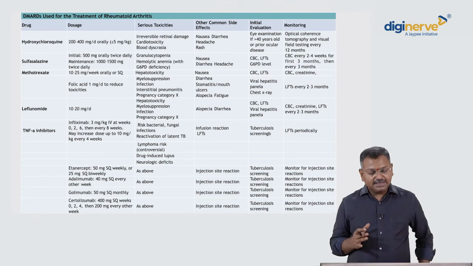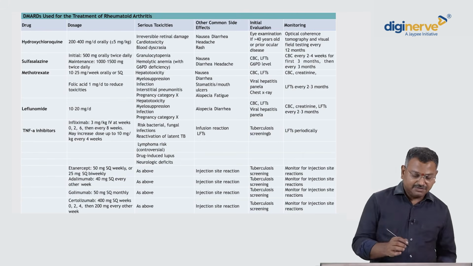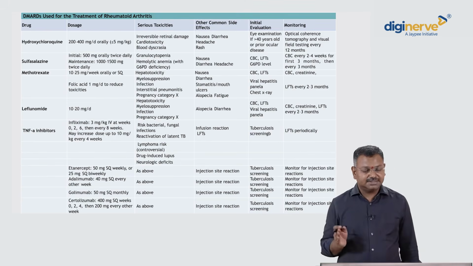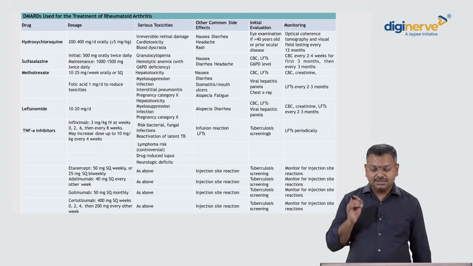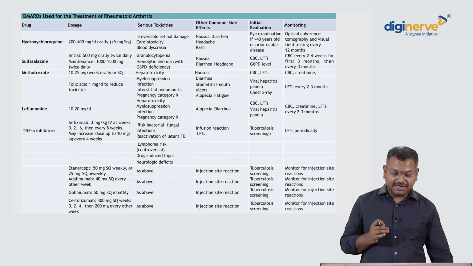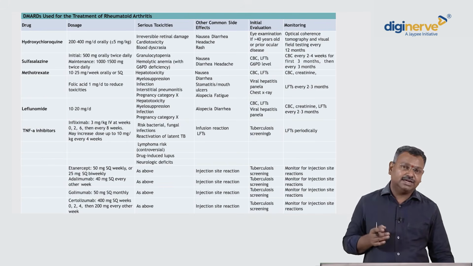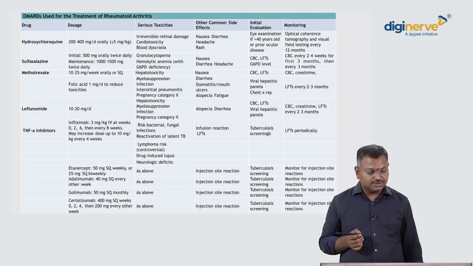Now coming to the main drugs in our armamentarium, starting with the first one, hydroxychloroquine. We give it around 200 to 400 milligrams daily. The important problems to watch for are bullseye maculopathy and sometimes cardiotoxicity. So you will have to monitor these patients' eyes every year, and if you have a suspicion, then you do an OCT also.